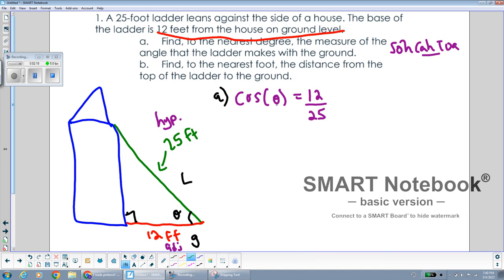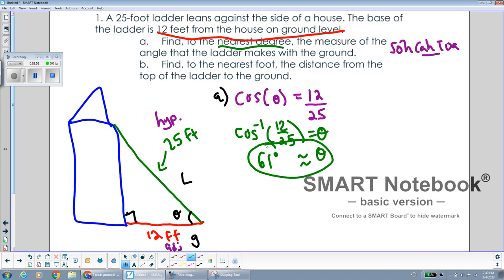Remember, anytime we're solving for an angle, we do need to cancel out the trig function. So we're going to solve using inverse trig. So the inverse of cosine is inverse cosine. And if we take inverse cosine of our cosine ratio, it will give us the angle that we're looking for. I'm going to type this into my calculator. Second, cosine, the COS button, in the parentheses 12 over 25. And the question says to round to the nearest degree. That means the nearest whole degree. So the angle that we're looking for is approximately 61 degrees.